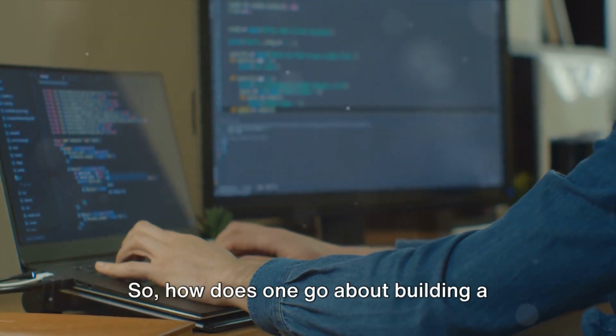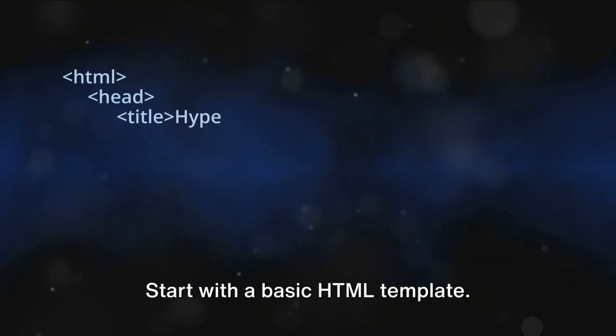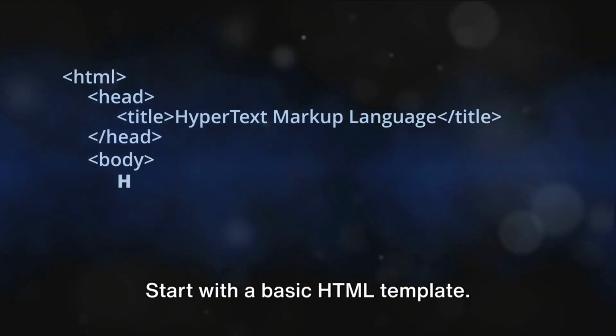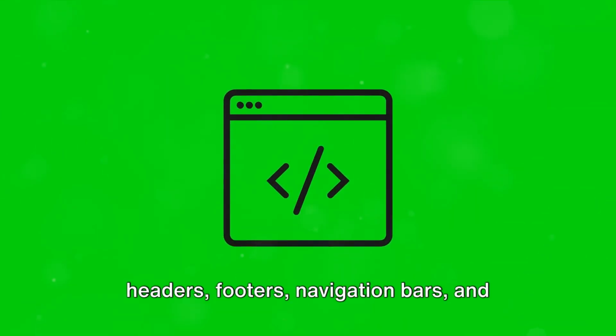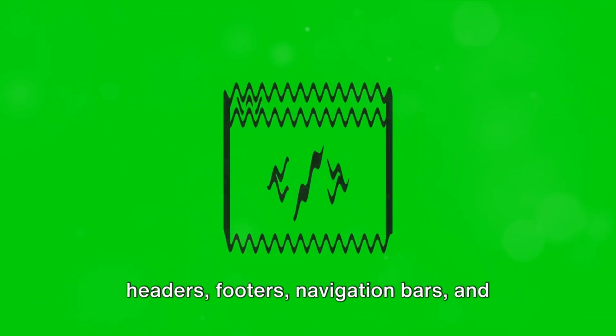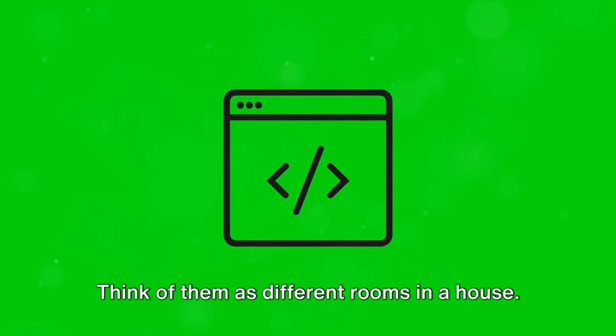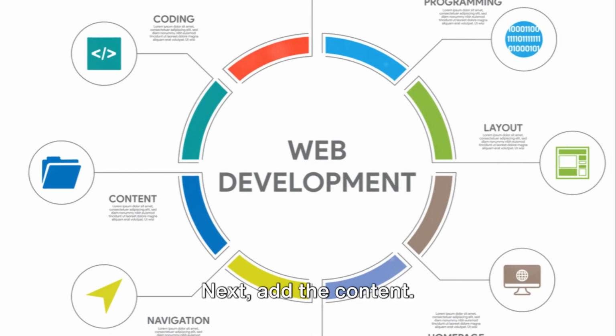So how does one go about building a website? First off, build the structure with HTML. Start with a basic HTML template. These templates include elements like headers, footers, navigation bars, and main content areas. Think of them as different rooms in a house.